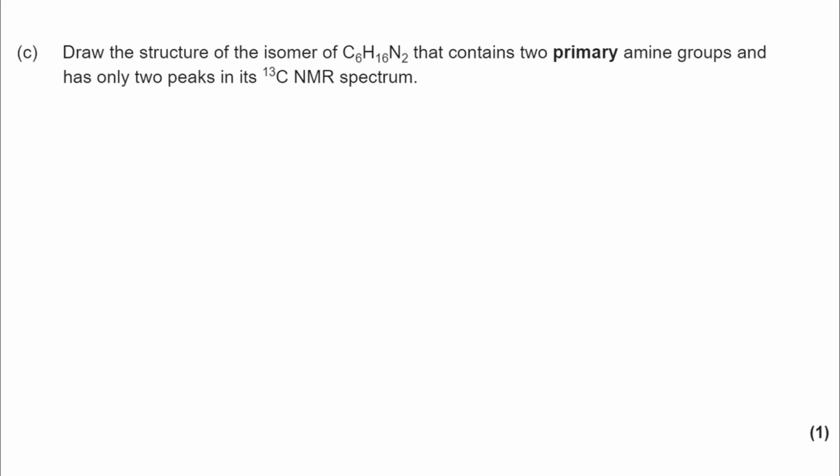Moving on to part C, draw the structure of the isomer that contains 2 primary amine groups and has only 2 peaks in its carbon-13 NMR spectra. 2 peaks is making us think symmetry. So I'm going to start it off.